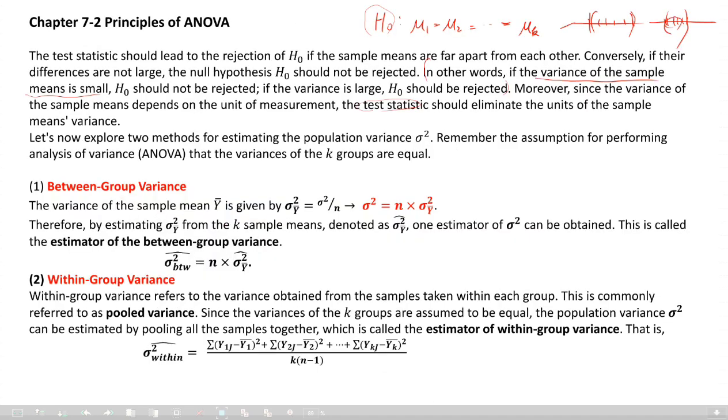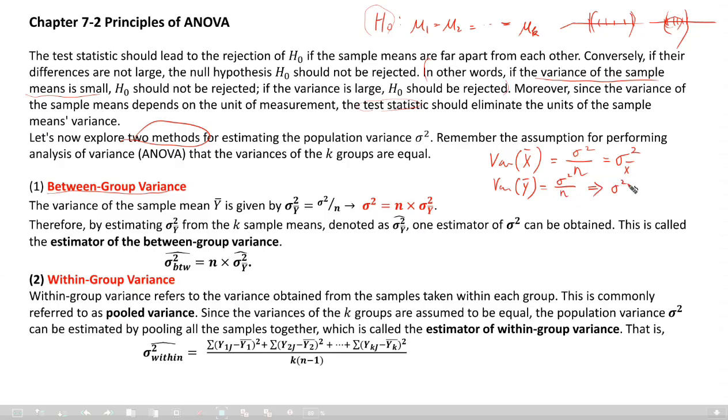Let's see again, come here. So there are two methods of estimating sigma square. The first is the between groups variance. It is, I say, art, a kind of art. We studied that the variance of x bar is sigma square over n, and we denoted it sigma x bar square. Now I'm using y instead of x, so I'm using y bar. The variance of y bar is sigma square over n, okay?